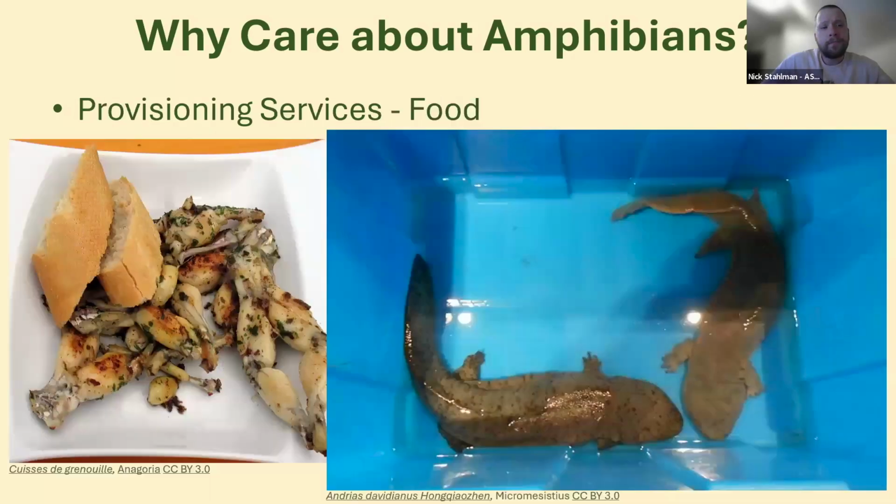Provisioning services. There is a very big market for food, frog legs especially, with major consumers being countries that you might not think, like France, Belgium, Luxembourg, Singapore, and of course the US. Chinese giant salamanders are critically endangered in the wild, but there is a large industry of farm raised stock that are sold for food. And some of this stock has actually received government support for reintroduction efforts. There's varying degrees of success with this.